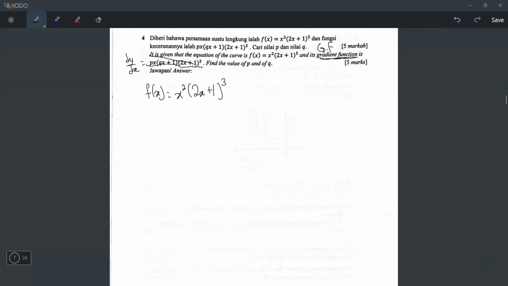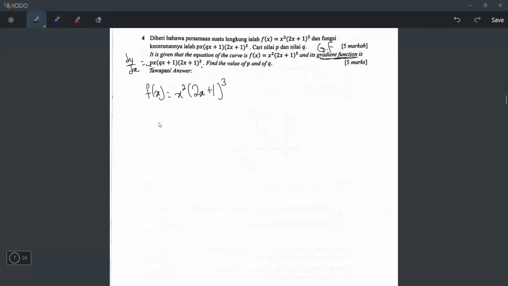First of all, I will ignore whatever they write here. This one I will not look at first. I will start from here, and then I will do my own differentiation. I will differentiate this equation. And after I differentiate, done already, then only I will compare my answer with the answer here.